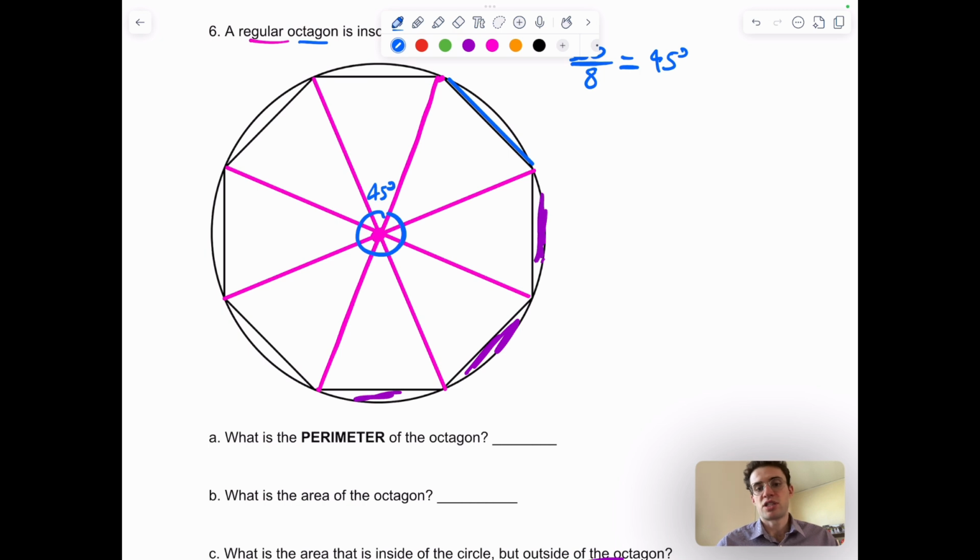And to find the perimeter, you just add up the sides of the octagon. In this case, all the sides are the same, so it's going to be 8 times one side. If we want to find that base, what we can do is make a right triangle. So we could use any of these triangles because they're all congruent. So make a right triangle by dropping it down.